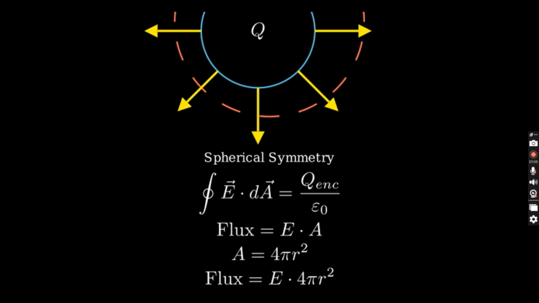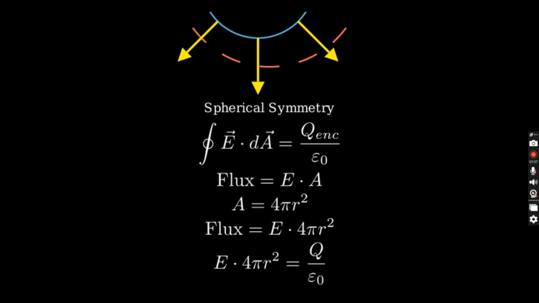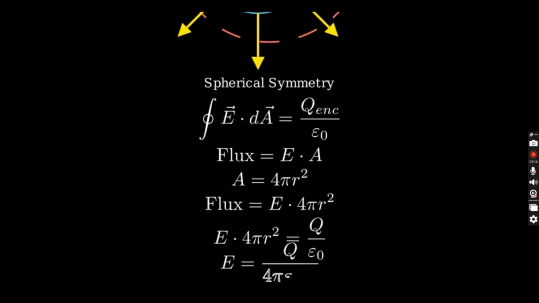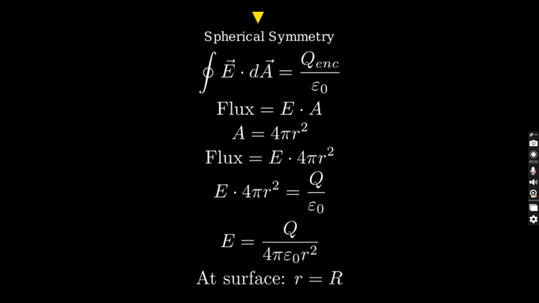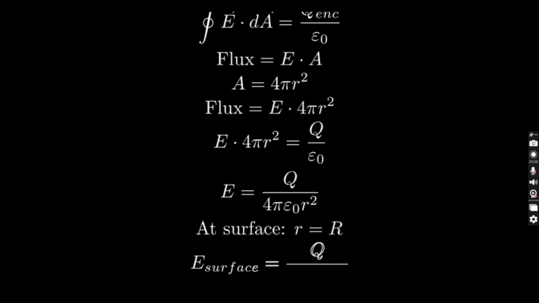Now we can solve for the electric field. Substituting our flux expression into Gauss's law, we get E times 4 pi r squared equals Q over epsilon naught. Solving for E, we get Q over 4 pi epsilon naught r squared. What about the field on the surface of the shell? When r equals R, we simply substitute R for r in our equation. This gives us the electric field on the surface as Q over 4 pi epsilon naught R squared.